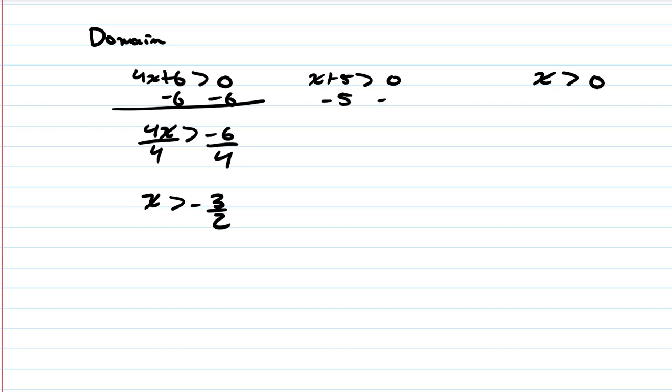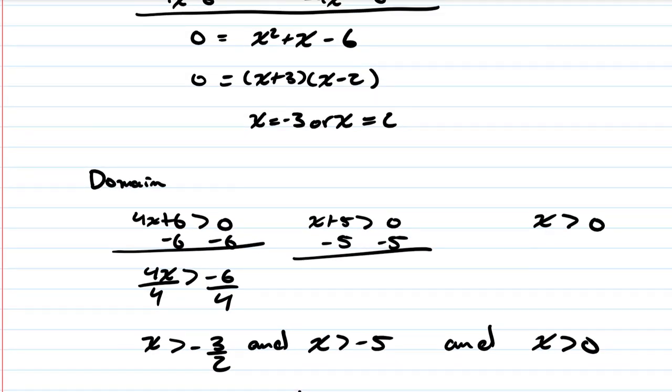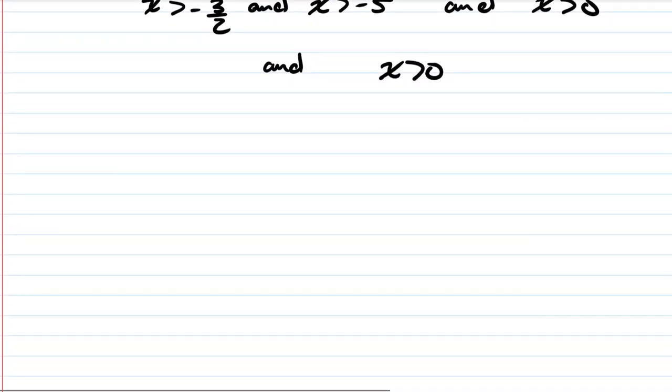And we have negative 5 and negative 5. X has to be bigger than negative 5. And this one, we don't have to do anything. X has to be bigger than 0. So if x has to satisfy all 3 of these, bigger than negative 3 over 2, bigger than negative 5, and bigger than 0, the and of all of these is x has to be bigger than 0. So once again, this negative solution is not in the domain. So the only solution is x equals 2.